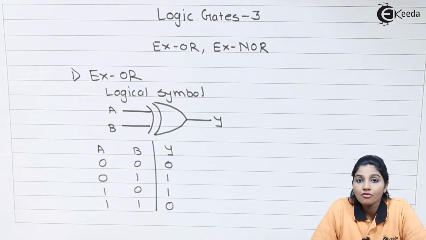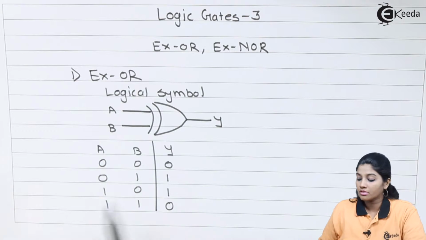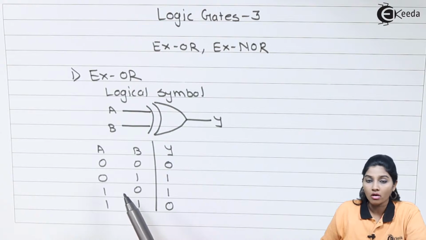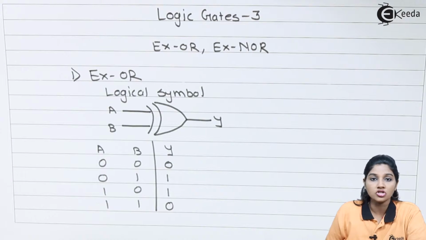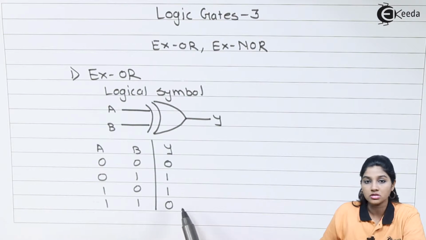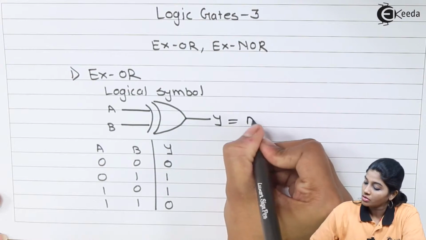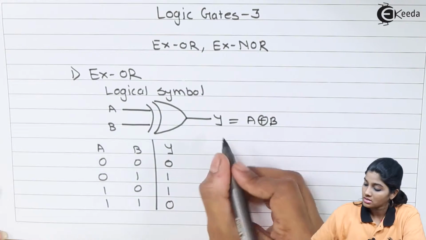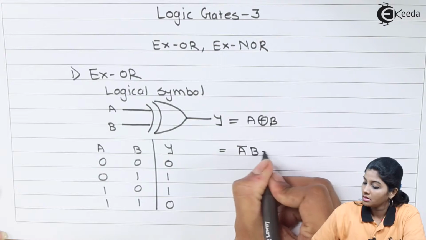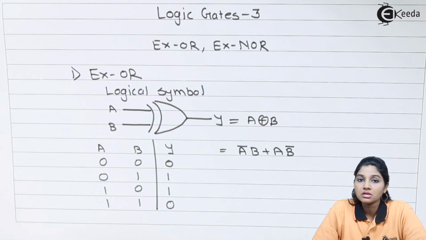So in case of XOR gate, from the truth table we will come to know that when both the inputs have different voltage levels, that means if A is 0 and B is 1, or A is 1 and B is 0, then we will get a high voltage signal at the output. So the truth table is 0, 1, 1, 0. The equation of XOR gate can be represented by Y equals A XOR B. In simplified form, the equation can be given as A bar B plus A B bar. So in this way, the XOR gate can be represented in the form A bar B plus A B bar.